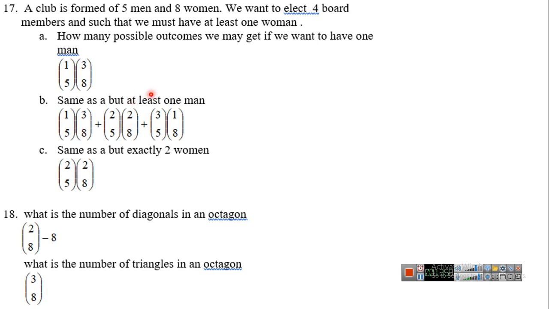Same as A, but at least 1 man. You may have 1 man and 3 women, or 2 men, 2 women, 3 men, 1 woman. We cannot have 4 men, 0 women, because we need to have at least 1 woman.